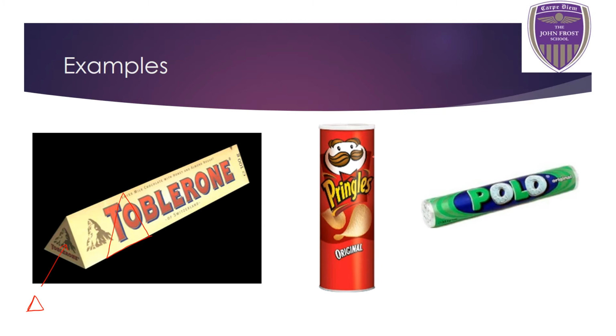This can of Pringles here is also a prism because if you look at the top, you would see a circle. If you chop this can, say here, and looked at the top, you would still see a circle. And this packet of Polos is also a prism because if you look at this front face here, it's a circle. If you cut the tube here, you would still be looking at a circle. So that's all a prism is.